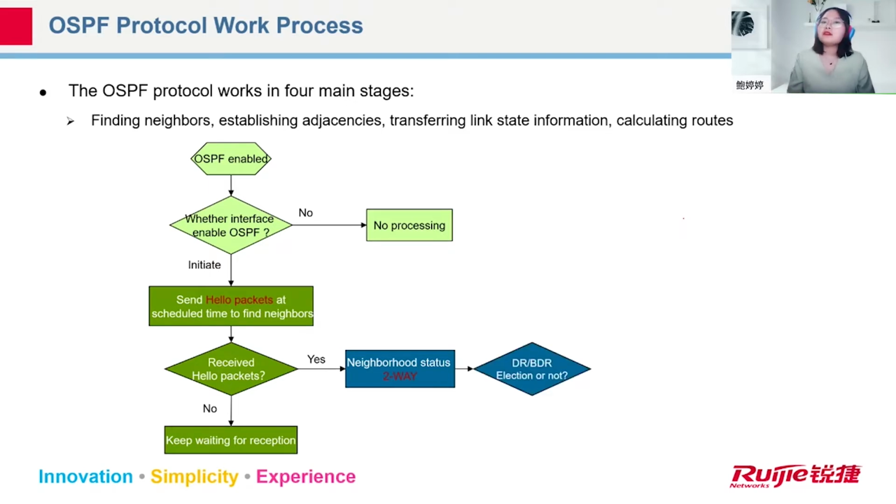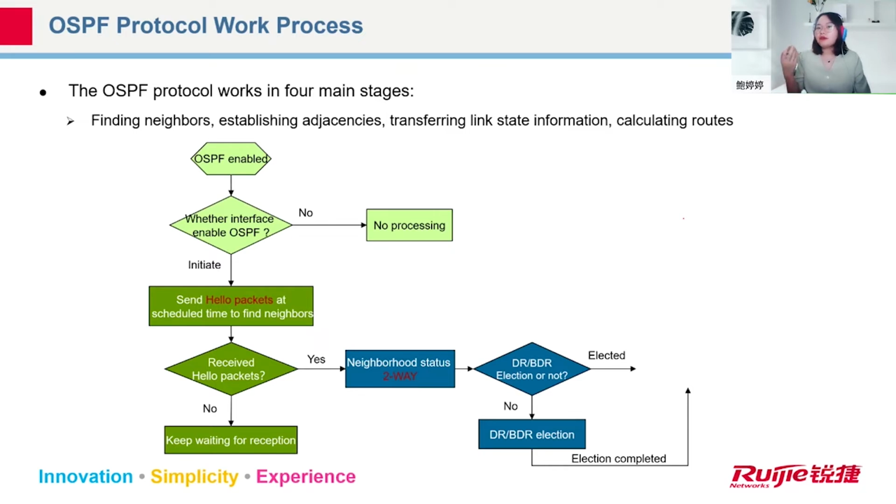That means the neighbor relationship is ready now. And later, we will select the DR and BDR. You can think of the DR, the designated router, as a master, and the BDR as a backup master, like a backup router. And we also have to establish the next relationship, which we call adjacency. After it is established successfully, we can send out the link state information. If in our network there is no DR or BDR, we also have to select them first. After the selection is complete, we will establish the adjacency with the DR and the BDR.